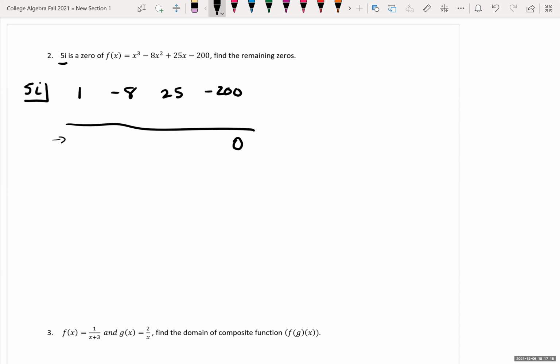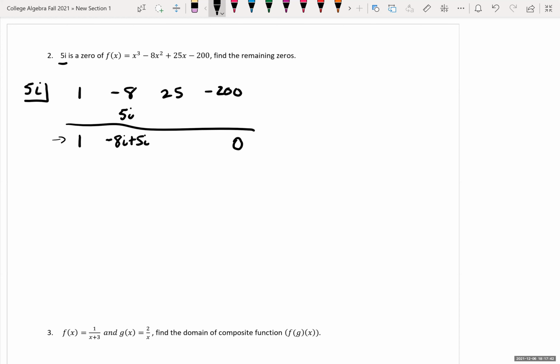So doing it this way, we're bringing down a 1. 1 times 5i is 5i. So you need to be careful here. We're adding a real number and an imaginary number. Remember, we're adding the real parts together and the imaginary parts together. So there's no imaginary part for -8 and there's no real part for 5i. So this is going to be written as -8 plus 5i.